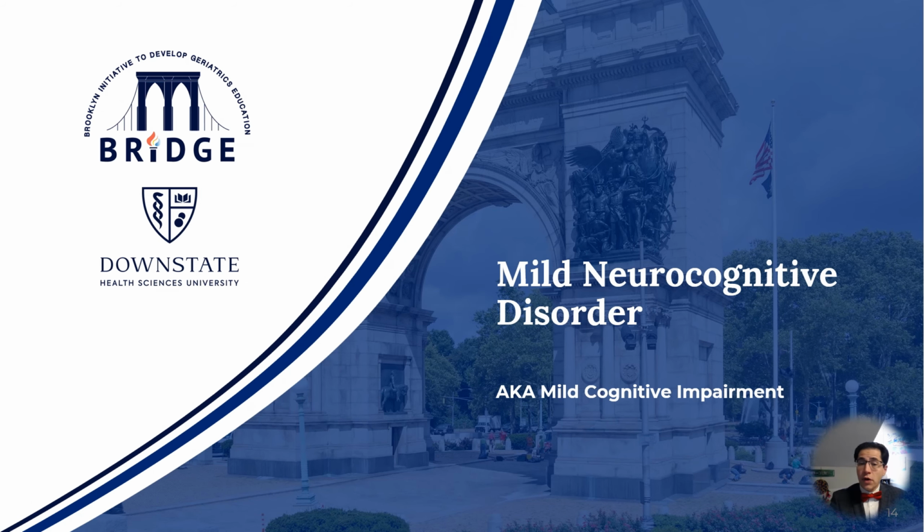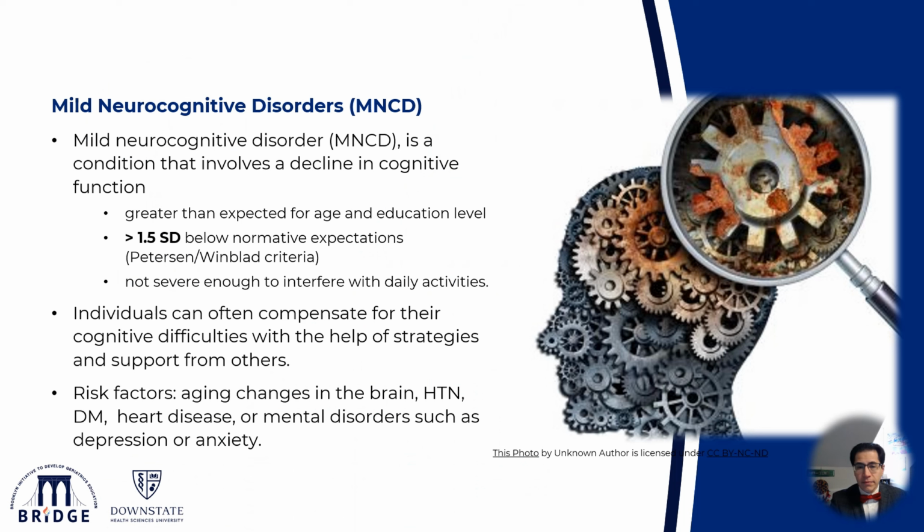So let's move on to the mild neurocognitive disorders, also known as MCI or mild cognitive impairment. So what is mild cognitive impairment or mild neurocognitive disorders? It's basically a condition that involves a decline in cognitive function that is still greater than what we expect for somebody's age and educational level.